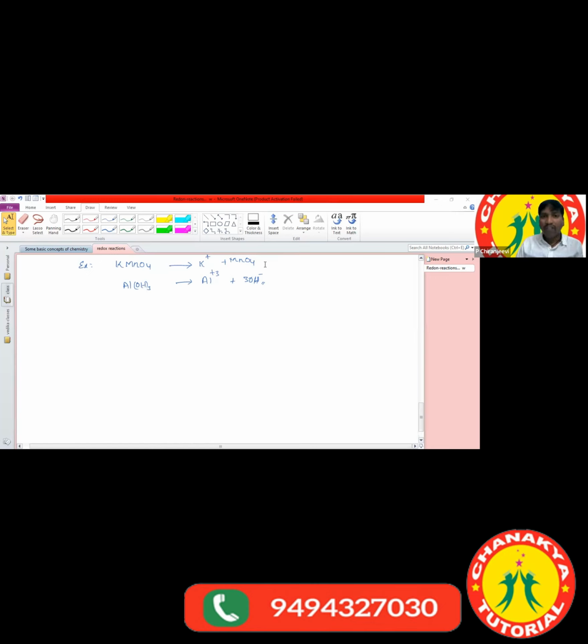Okay, I'll give one example and explain only that. For example, MnO4 minus ion is treated with oxalate ion. Oxalate's molecular formula is C2O4 2 minus. In the presence of acid, it is converted into Mn 2 plus, and the oxalate is converted into CO2. So this is the equation they have given.